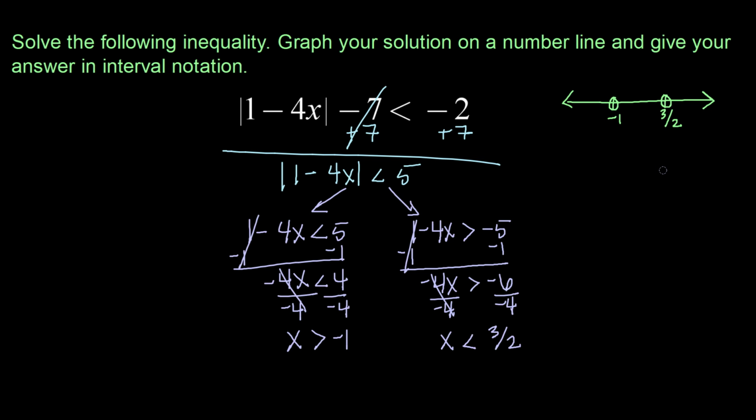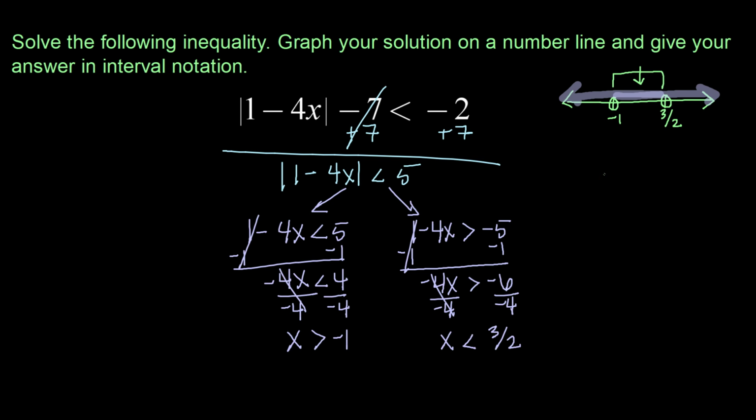Now for my shading, if x is greater than negative 1, I'm going to shade to the right. And if x is less than 3/2, I'm going to shade to the left. So this is one of our overlapping intervals. So our solution is actually the overlap.